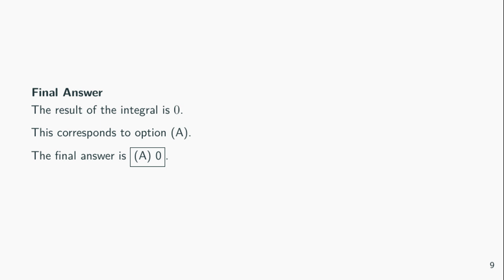Looking back at our options, this corresponds to option A. Therefore, the final answer is option A, which is 0.